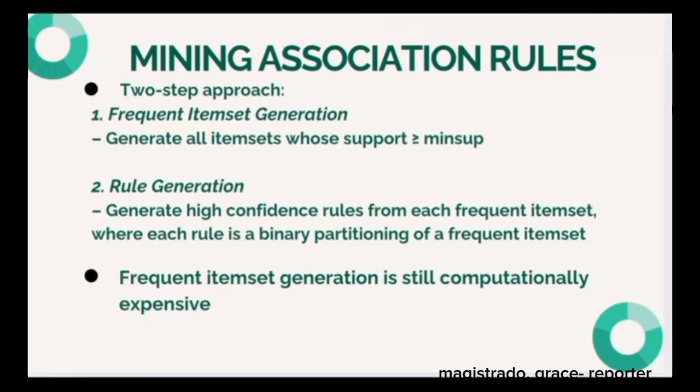Mining association rules: a two-step approach. Number 1, frequent item set generation. Generate all item sets that meet the minsup. This step identifies all item sets that meet a minimum support. In fact, this means items that appear frequently in the data to be considered significant. Number 2, rule generation. Generate high confidence rules from each frequent item set, where each rule is a binary partitioning of a frequent item set.